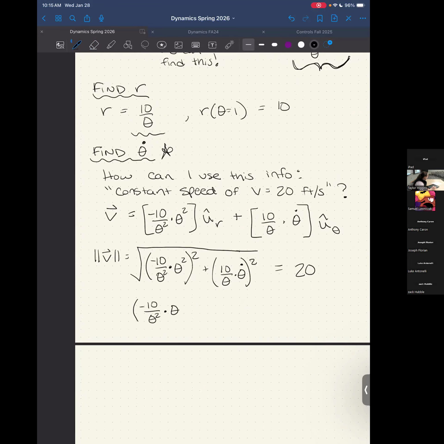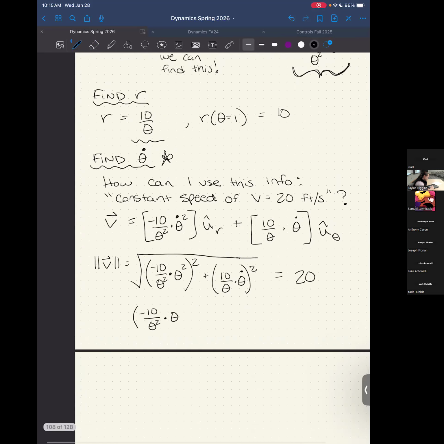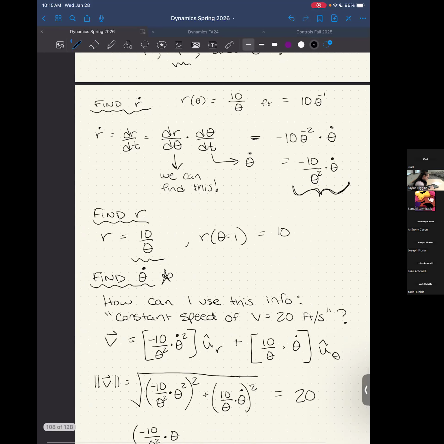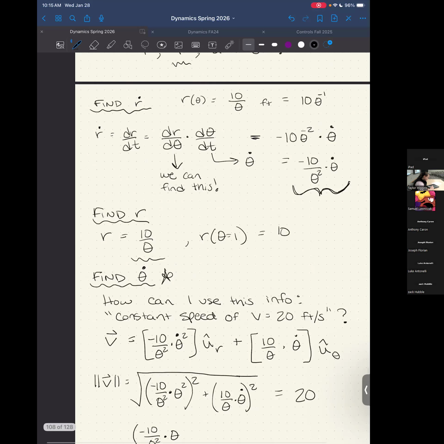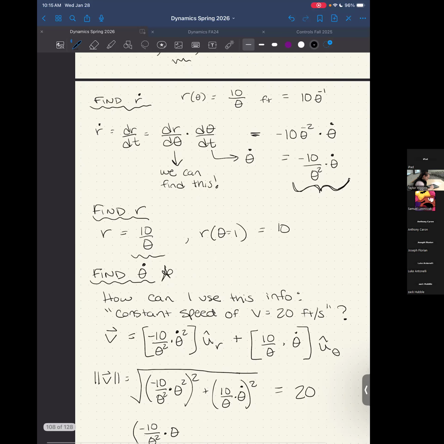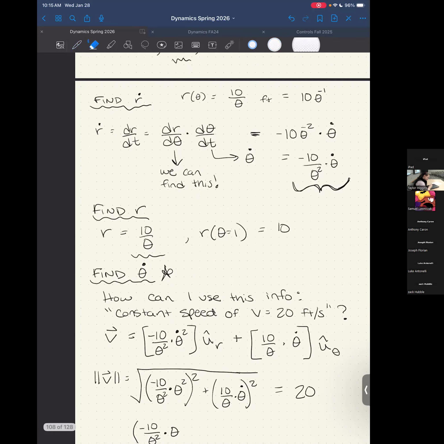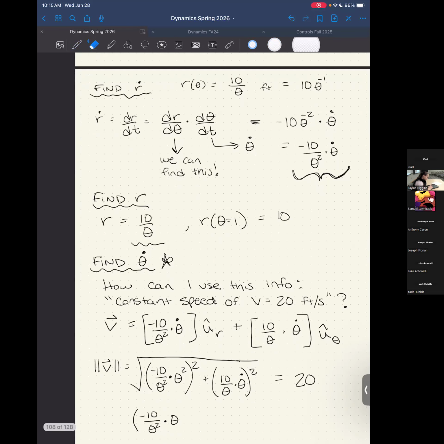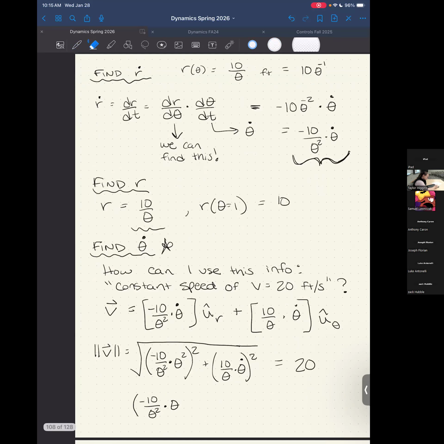Did I do that right? No, I didn't. I thought it was just r dot for v r. Wait a minute. What is our r dot? It's negative 10 over theta squared times theta dot. Right, because it's right here.